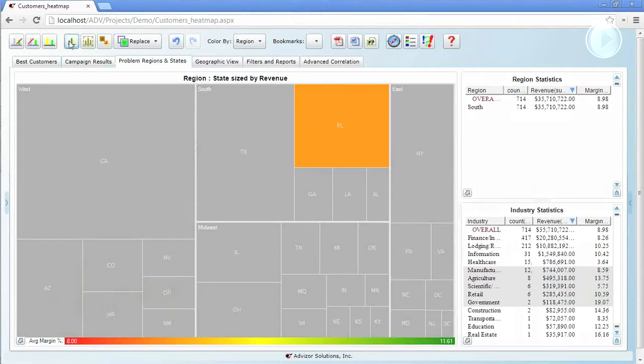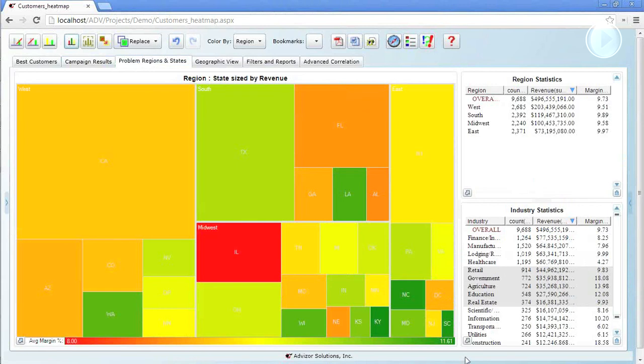A heat map is a great way to take detailed data, see it in aggregate view, get a feel for an overall portfolio, but be able to quickly then drill into individual members to understand what's going on.